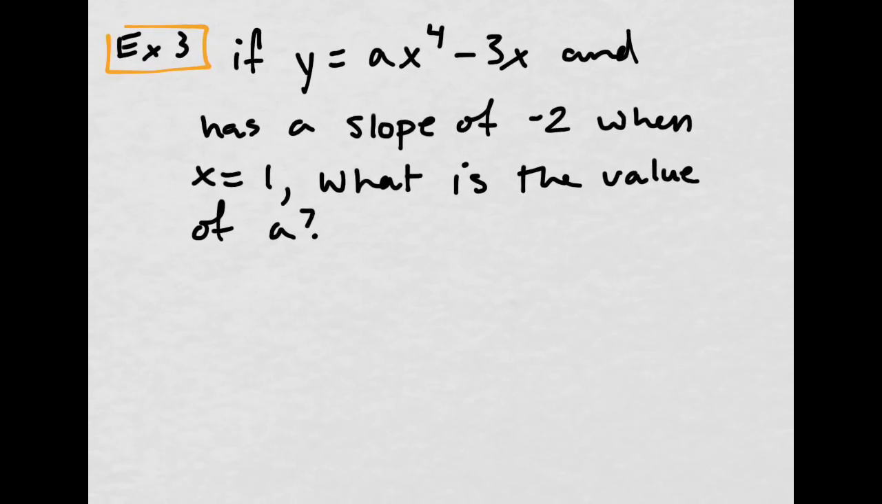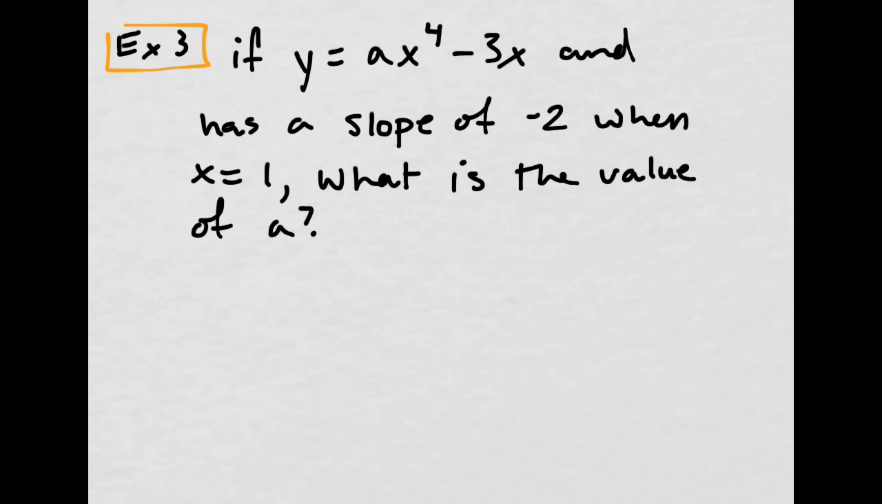Take a look at this. This is actually, I like this one a lot. If y equals a times x to the fourth minus 3x and has a slope of negative 2 when x equals 1, what is the value of a? Well, remember, a is not a variable. It's just a constant. So we're trying to find a constant. Well, it's talking about a slope.